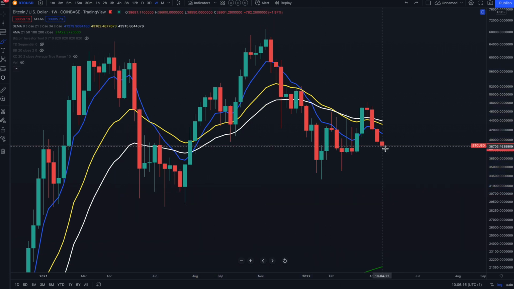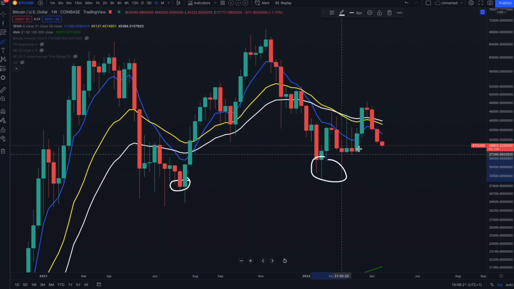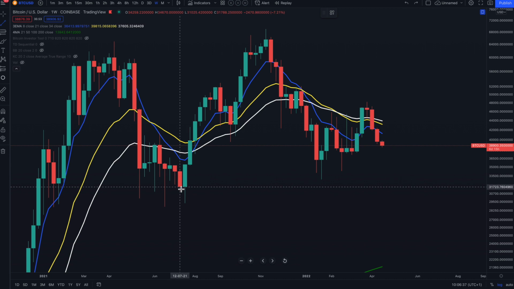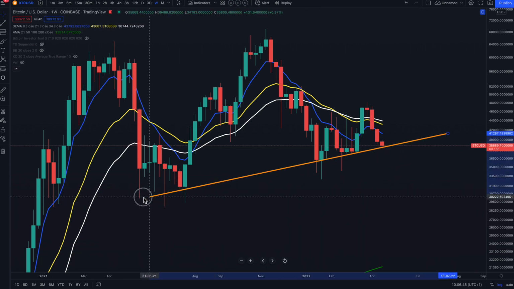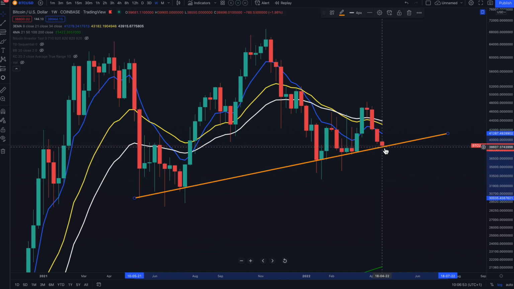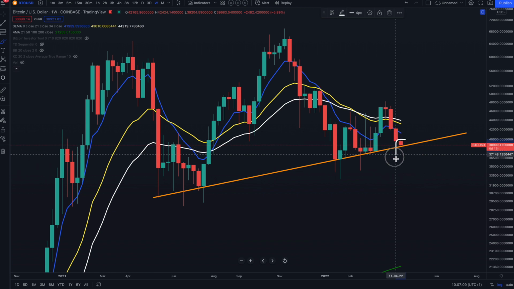So the question now is, are we going to create another higher low now that we've lost the 21 weekly exponential moving average here? If we draw a trend line from the bottom here, we can see quite clearly that we're finding support along this trend line, and that stretches all the way down to about 38,600 here. So the concern would be that if we fall below this, then we may end up in a far bigger fall.